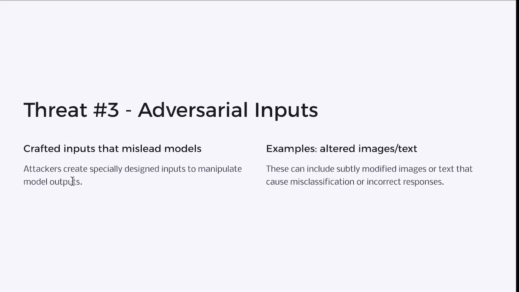Threat number 3 is adversarial inputs. These are inputs crafted to deceive or mislead AI systems. Attackers design specially crafted inputs, images, text, or even audio, that fool the model into misclassifying or producing targeted incorrect responses. For example, in image recognition, just a few pixel changes can make a stop sign appear like a speed limit sign to an AI system. In text models, cleverly hidden tokens might make a chatbot leak restricted information.